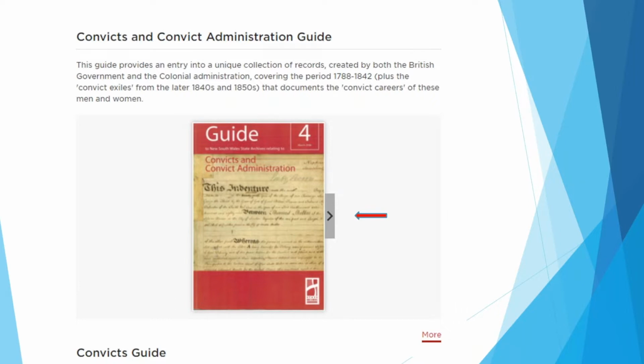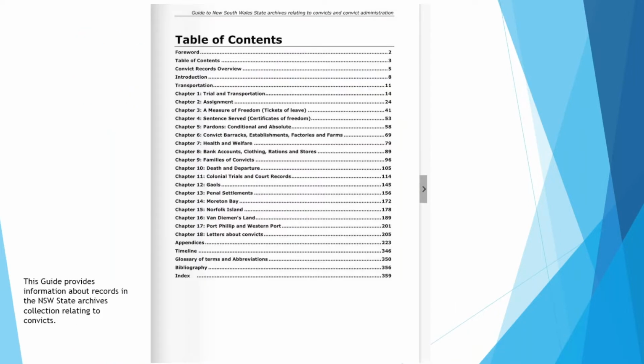Looking at the table of contents, you can see that it's all grouped into subjects. So all the records relating to trial and transportation will be there. All the records relating to pardons, tickets of leave, all have their separate little chapter. So very easy to look at and find the records that you might be trying to research.